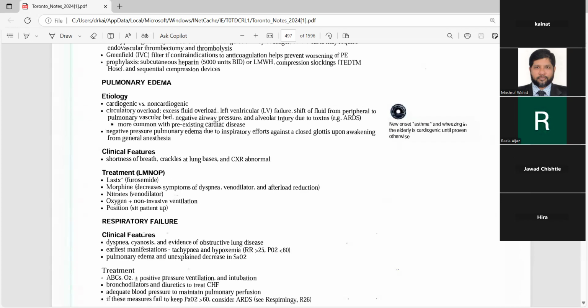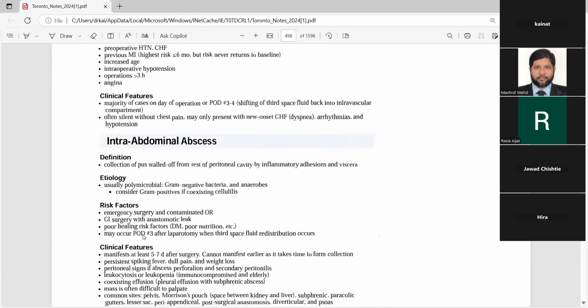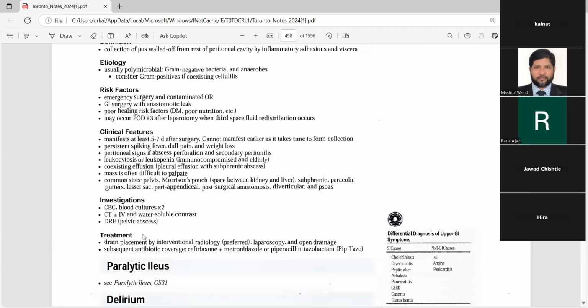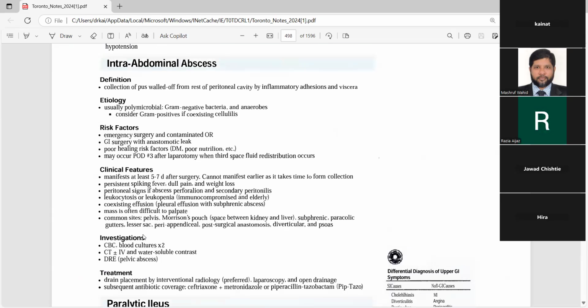Now we are coming back to the intra-abdominal abscess. At our level, we just need to know how it can present, the clinical features of that. The drainage and everything is going to be done by a gastroenterologist. So just know how it's going to manifest, at 5 to 7 days after surgery. So it will present mainly after the surgery. Even a clue like this can give you a lot of idea that an intra-abdominal abscess is going on.